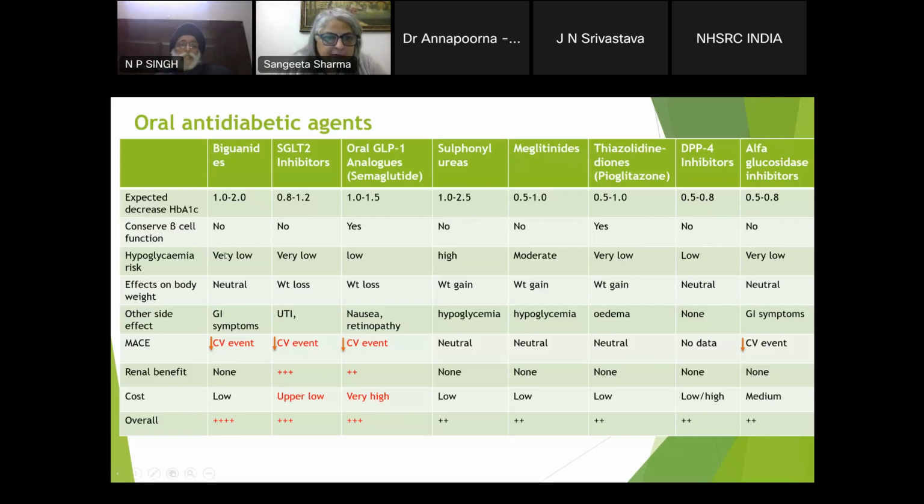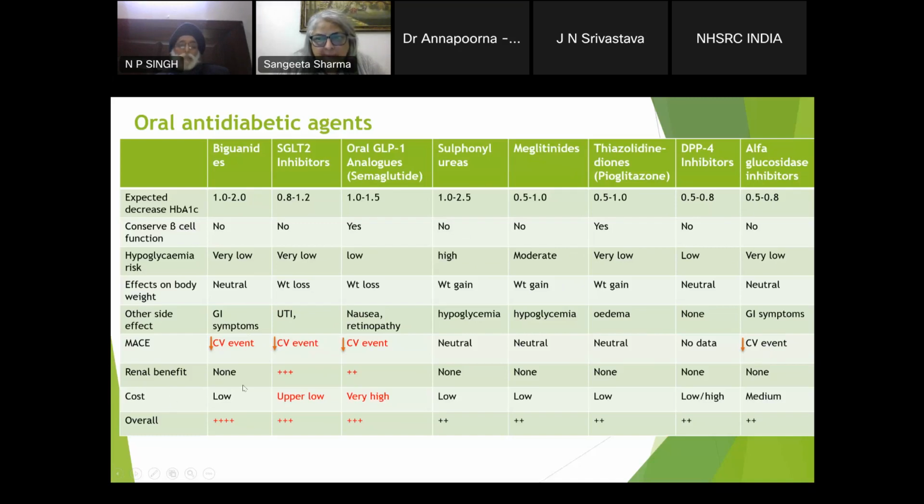We look at hypoglycemia possibilities. There are certain drugs which cause very high chances of hypoglycemia, which is equally dangerous. Weight gain, these three drugs can cause weight gain. There are MACE or major cardiovascular events. Now these are the ones which can reduce these events, and also the alpha glucosidase inhibitors.